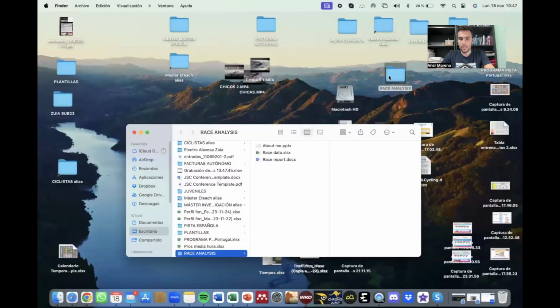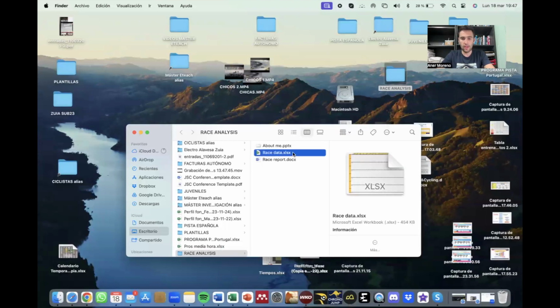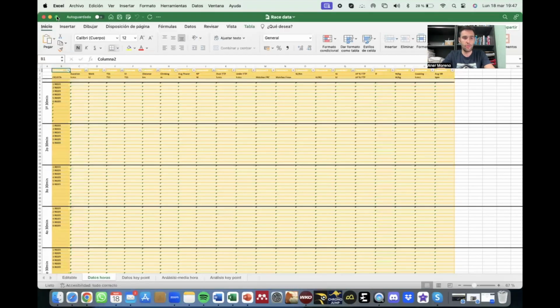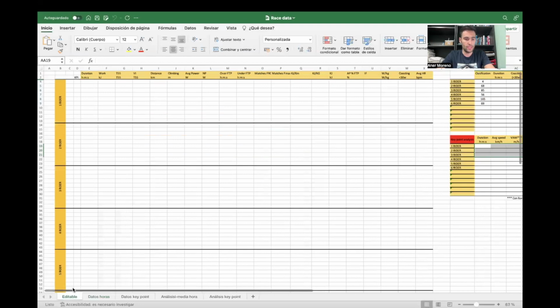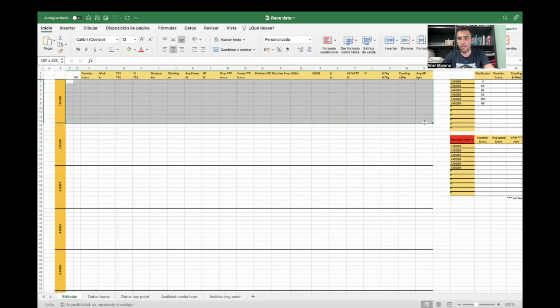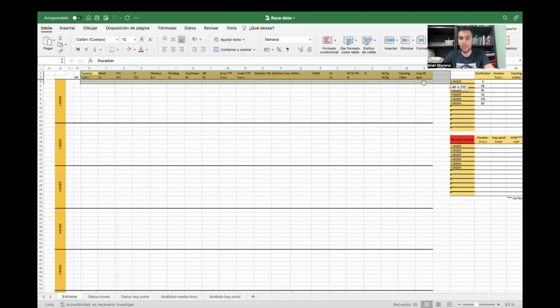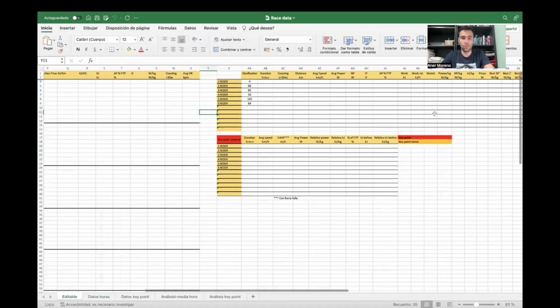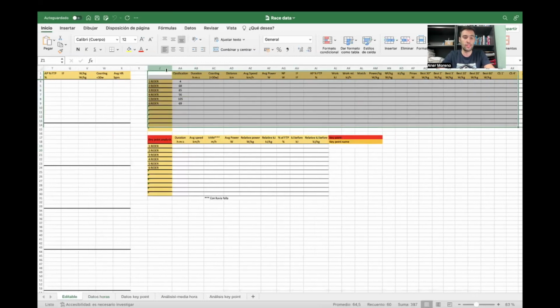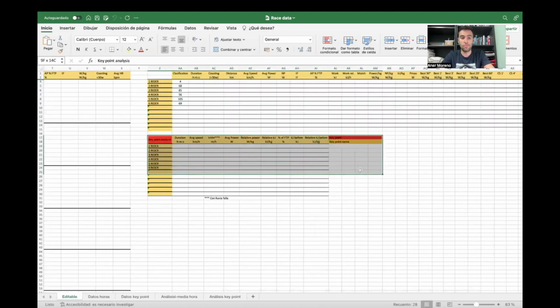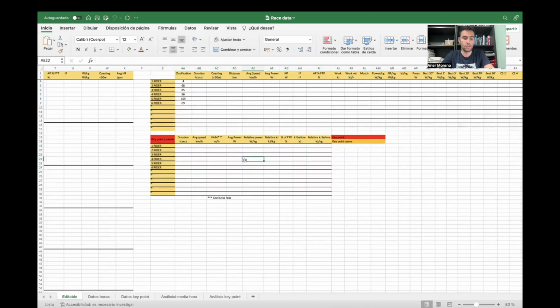Okay, I have made this Excel in which I use to analyze everything. So first of all, I want you to know I have made those pages in which this one I can edit everything, all data written here. Also, I make the analysis of the race, the whole race here in this other table, and the analysis of the key point of the race at this other table.